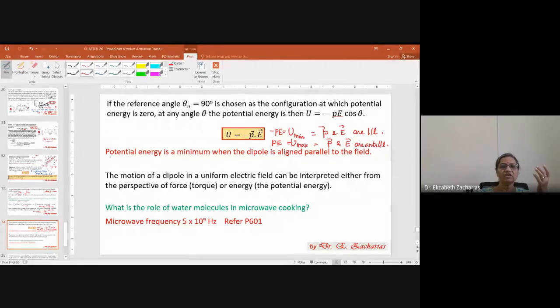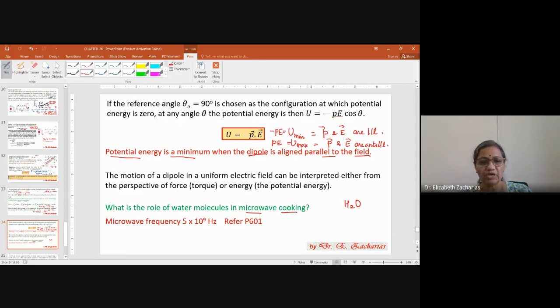So a system will be stable when the potential energy is a minimum, or when the dipole is parallel to the field. So you can actually have some use for this part of physics. This is the principle behind microwave cooking. In microwave cooking, the most essential thing is the presence of water molecules. I've been telling you from the beginning of this chapter that H2O is a dipole. So what happens in microwave cooking is, there is an electric field.